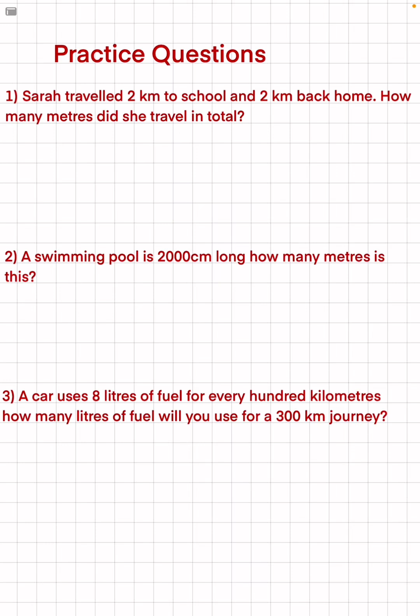Here are some practice questions for you to try. Press pause and have a go at them, and when you're ready for the answers, press play. Question 1 says Sarah travelled 2 kilometres to school and 2 kilometres back home. How many meters did she travel in total? In total, she's travelled 4 kilometres. 2 plus 2 is 4. We know that 1 kilometre equals 1,000 meters.